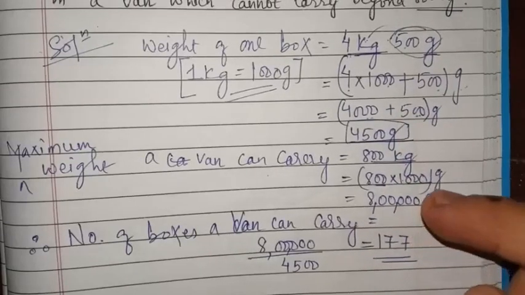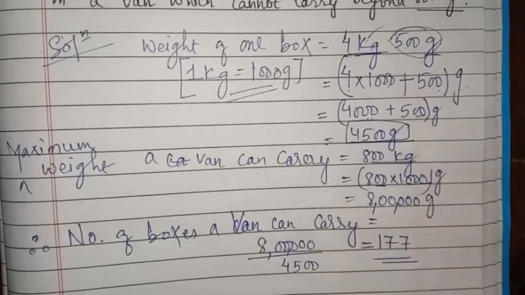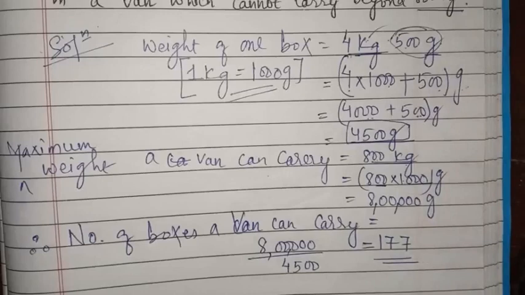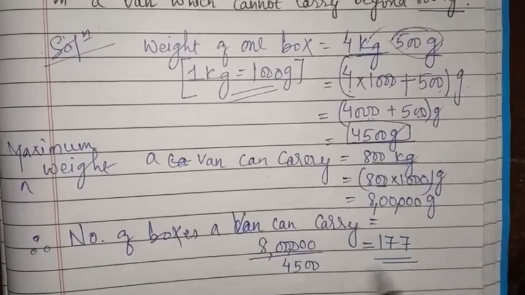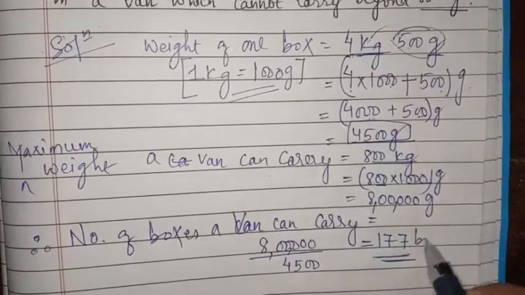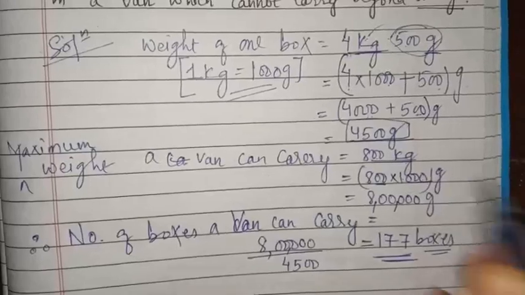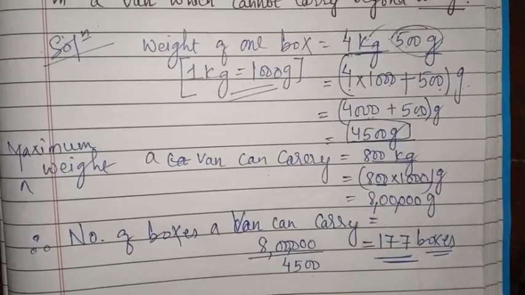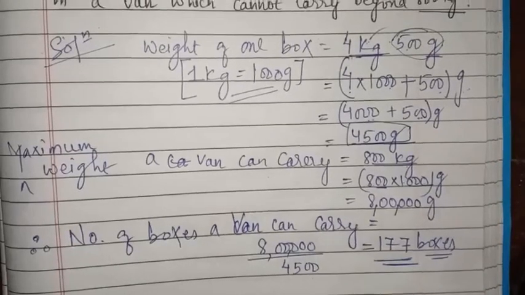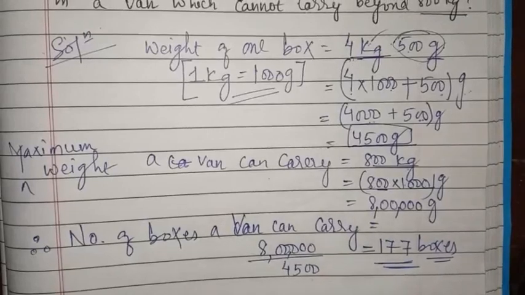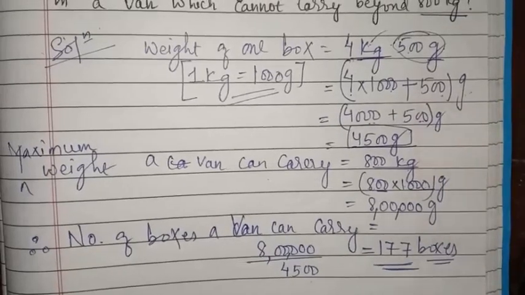That is, the maximum the van can carry is a weight of 8 lakh gram, right? So with that, this van can carry only 177 boxes. Okay, so I hope this is understandable and the concept is clear. Okay, so let's proceed to the next question.